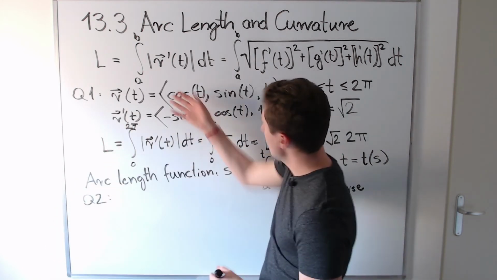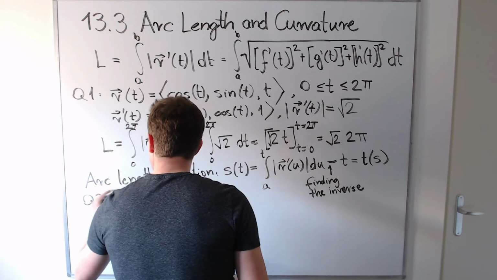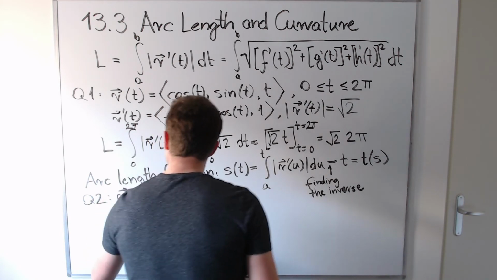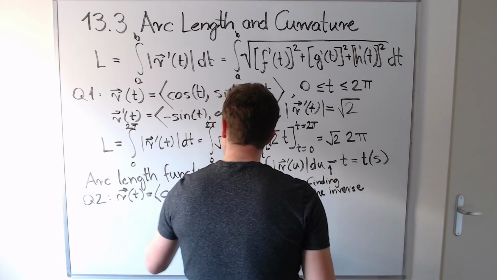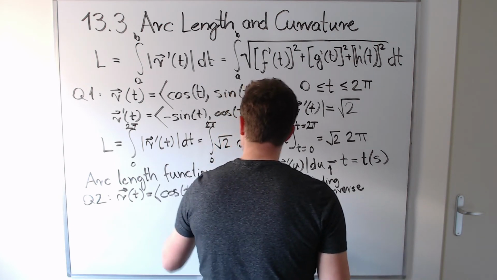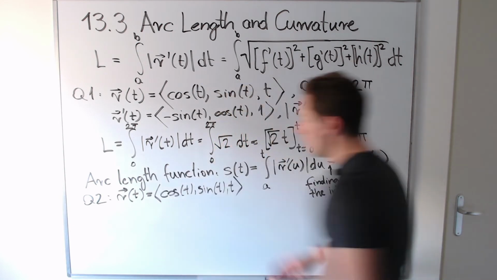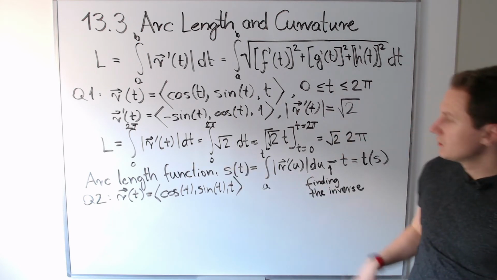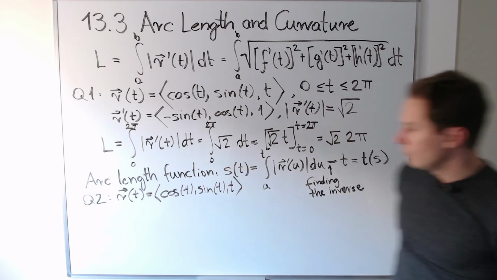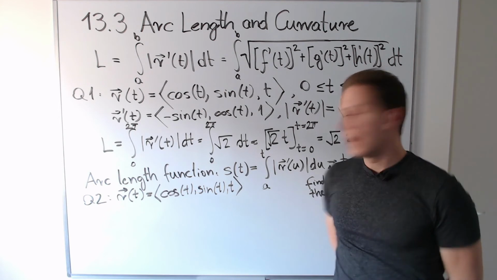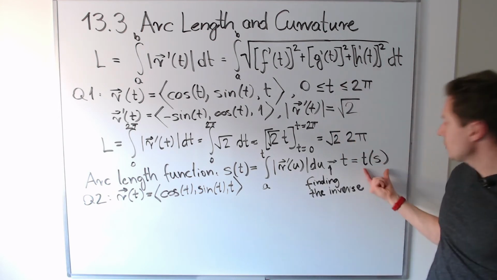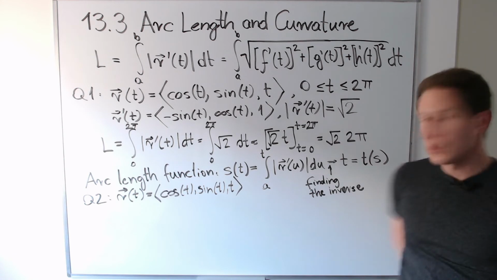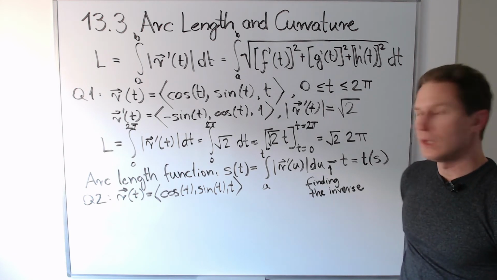Let's take the same vector function as before, with components cosine of t, sine of t, and t. And your task is to find the arc length parameterization, so this function t of s. Pause the video and input your answer below.